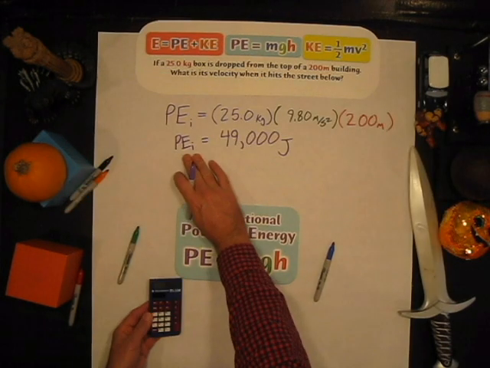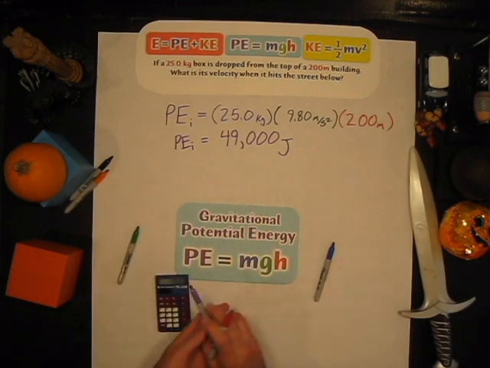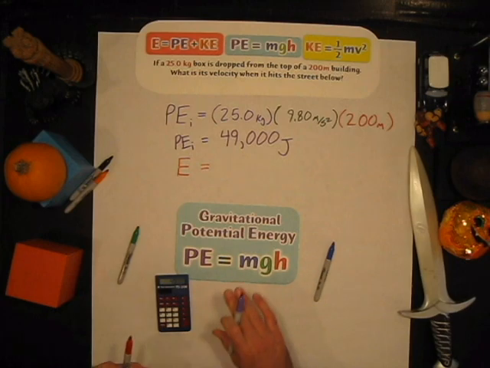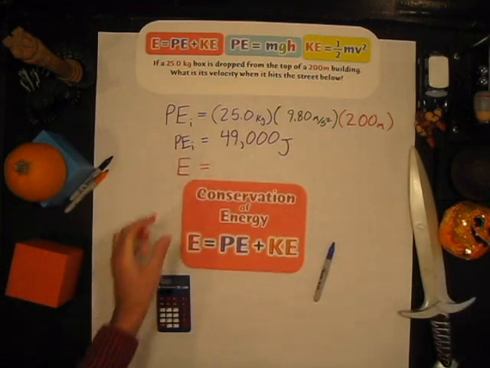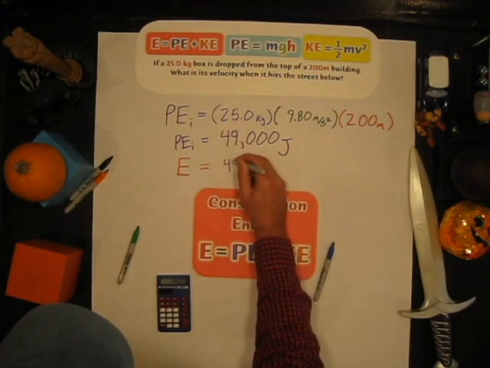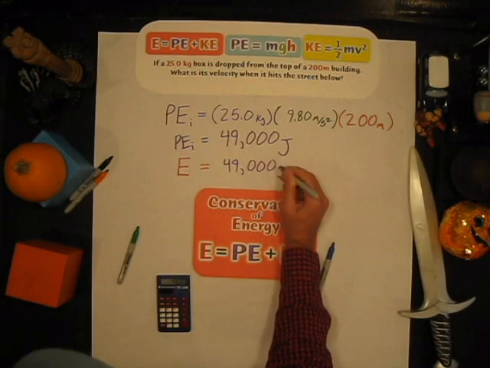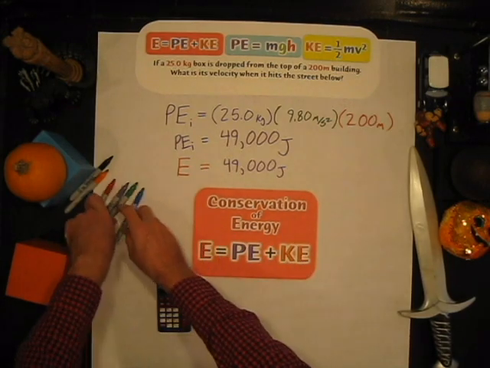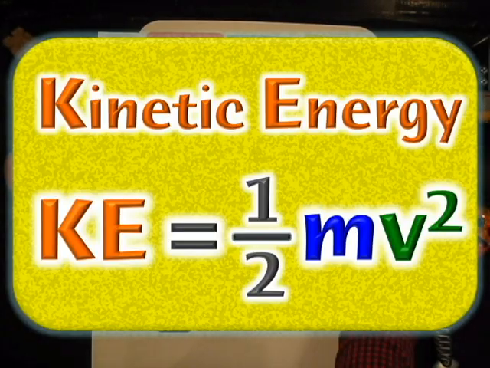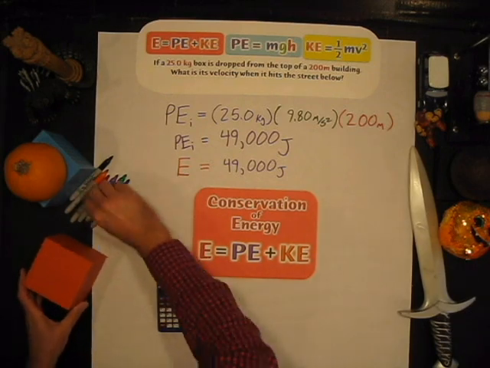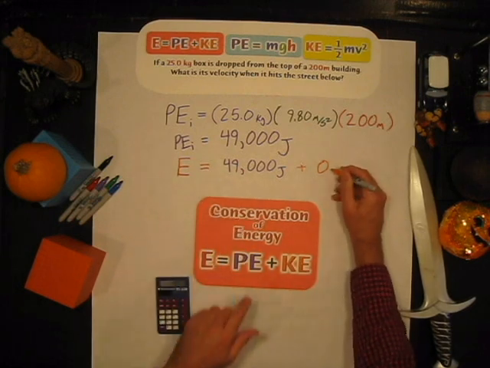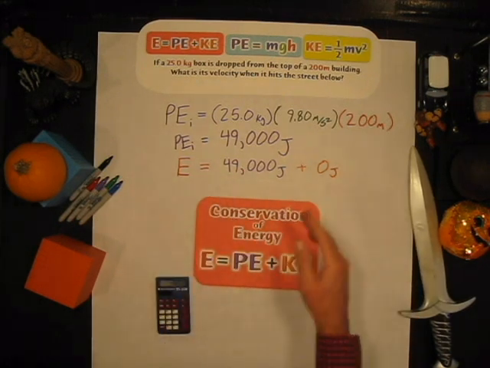Okay, so if that's my initial potential energy, then we could talk about the overall energy. Let's say it this way. The overall energy is going to be equal to the potential energy plus the kinetic energy. So this is potential energy right here, 49,000 joules. But remember, kinetic energy depends on velocity. So if I've got a box right here, it has no velocity. If it has no velocity, then it has no kinetic energy. So the kinetic energy will be 0 joules.